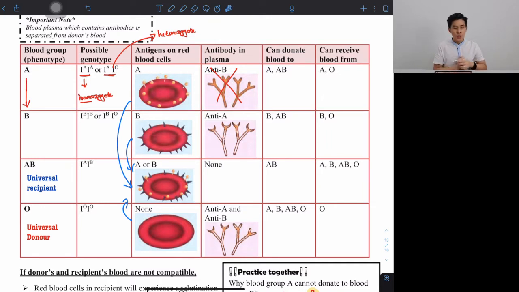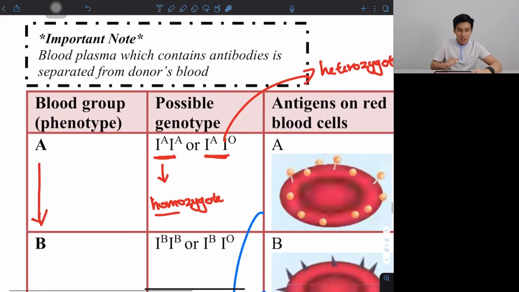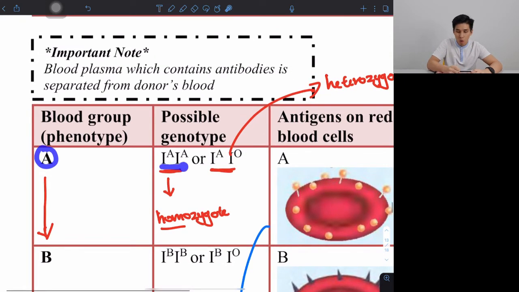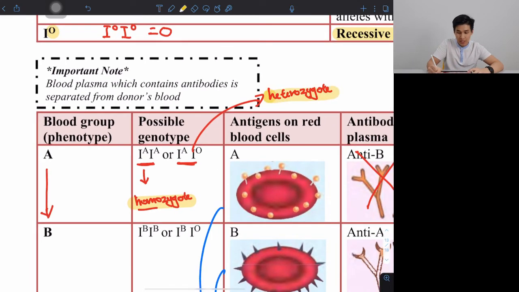Right? So now, let's talk about the inheritance of the blood group. When questioned, say a person is blood group A, how do you determine whether they are AA or AO? It is by reading the question. You must see carefully whether they're saying homozygote or heterozygote. If it's hetero, it's definitely two different, one dominant and one recessive, so that means AO. If it's homo, then definitely it's AA.